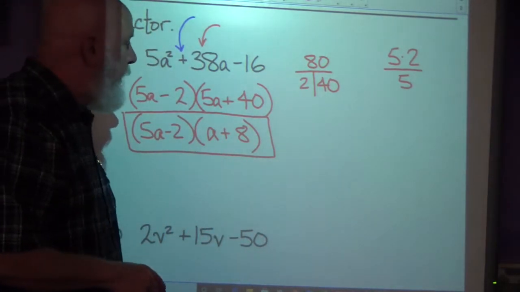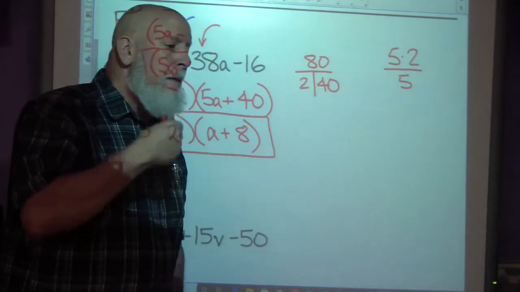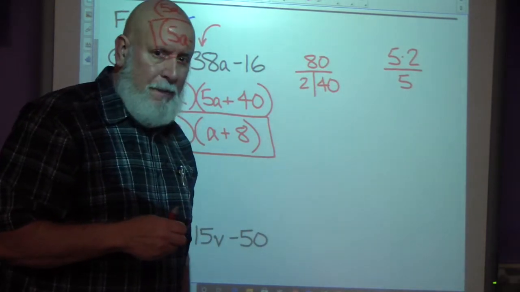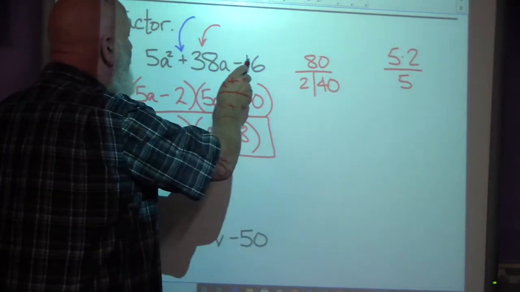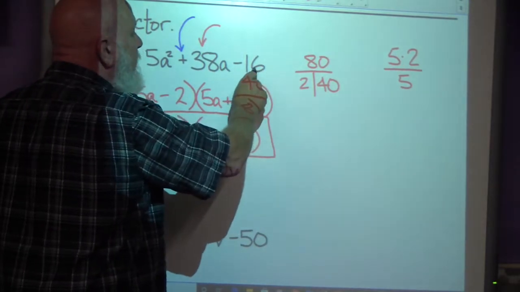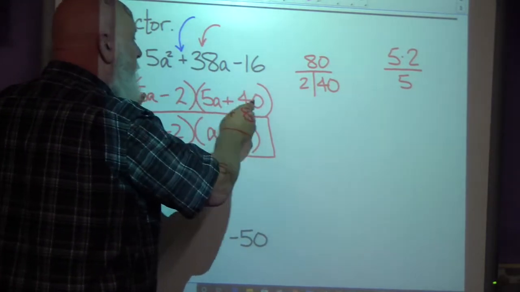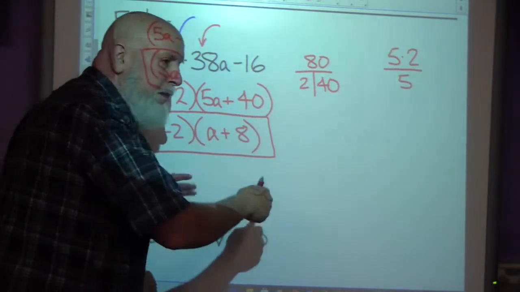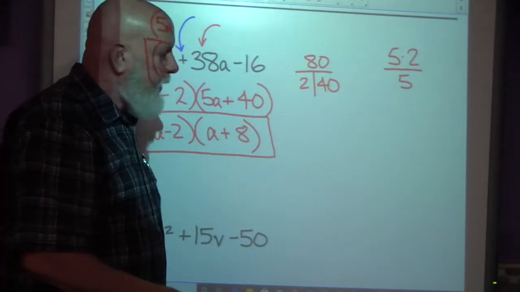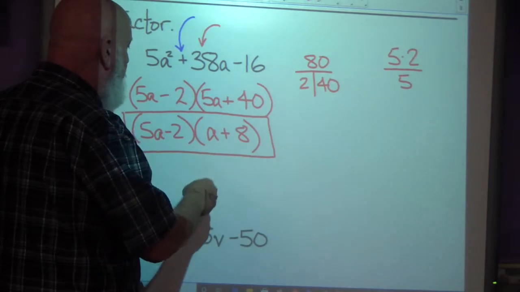I was taught to do this by a teacher that liked us to do a lot of work. And so he would make us do trial and error. All the factors of 16 and factors of 5, and you would try them all, and you might try 10, 12 different iterations before you come across one that works.